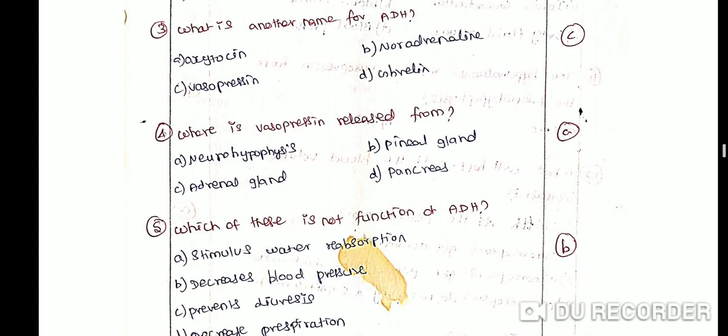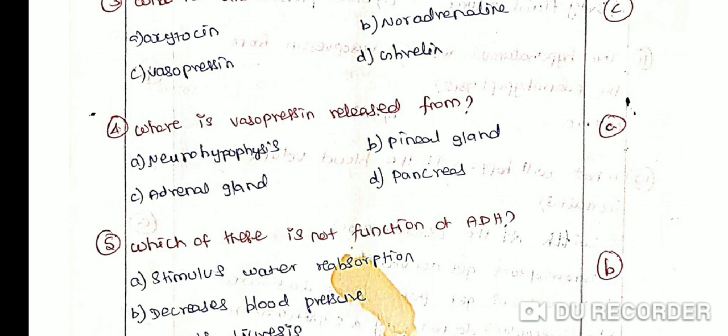Next question: where is vasopressin released from? Option A, neurohypophysis. Option B, pineal gland. Option C, adrenal gland. Option D, pancreas. The correct answer is option A, neurohypophysis.